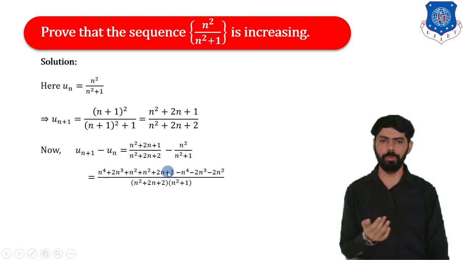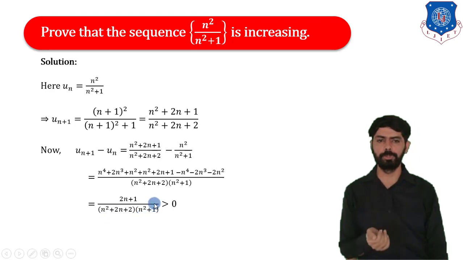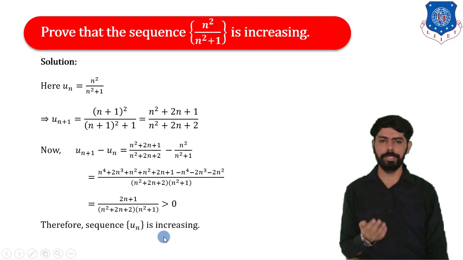So here n raised to 4 cancels out. In the same way 2n cube and 2n cube cancel out. And here n square plus n square will be 2n square, and 2n square minus 2n square cancels out. So it will be 2n plus 1 whole divided by n square plus 2n plus 2 into n square plus 1. So this is greater than 0. Therefore the sequence un is increasing.